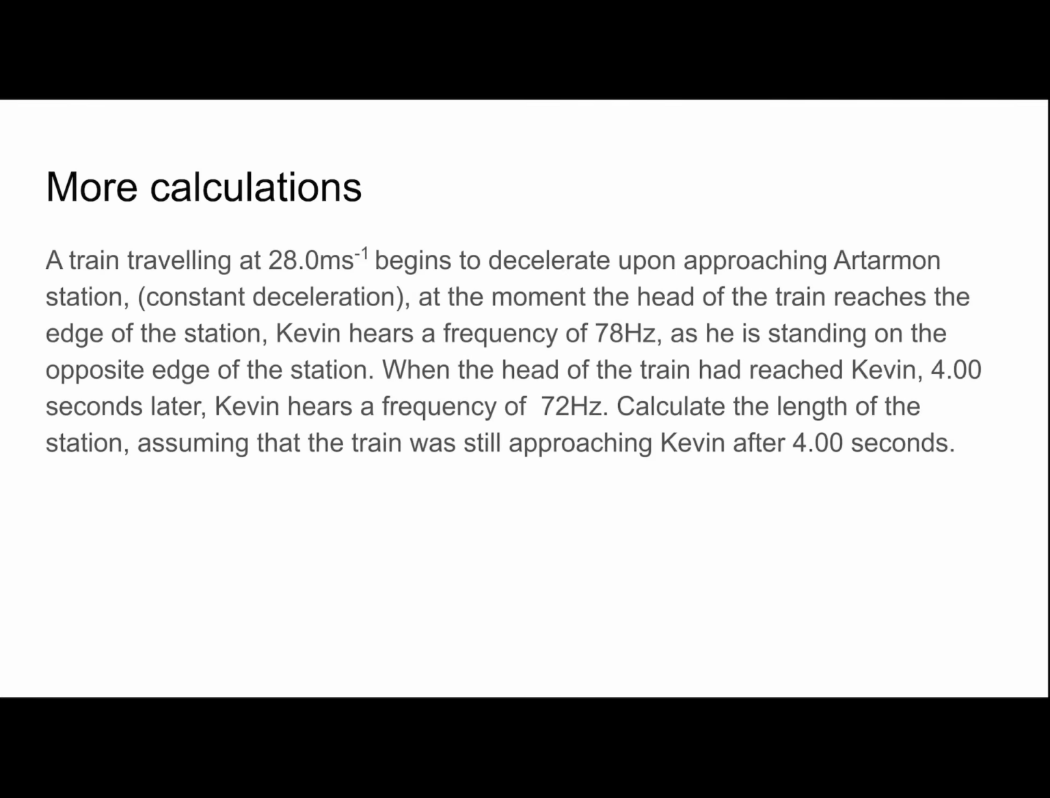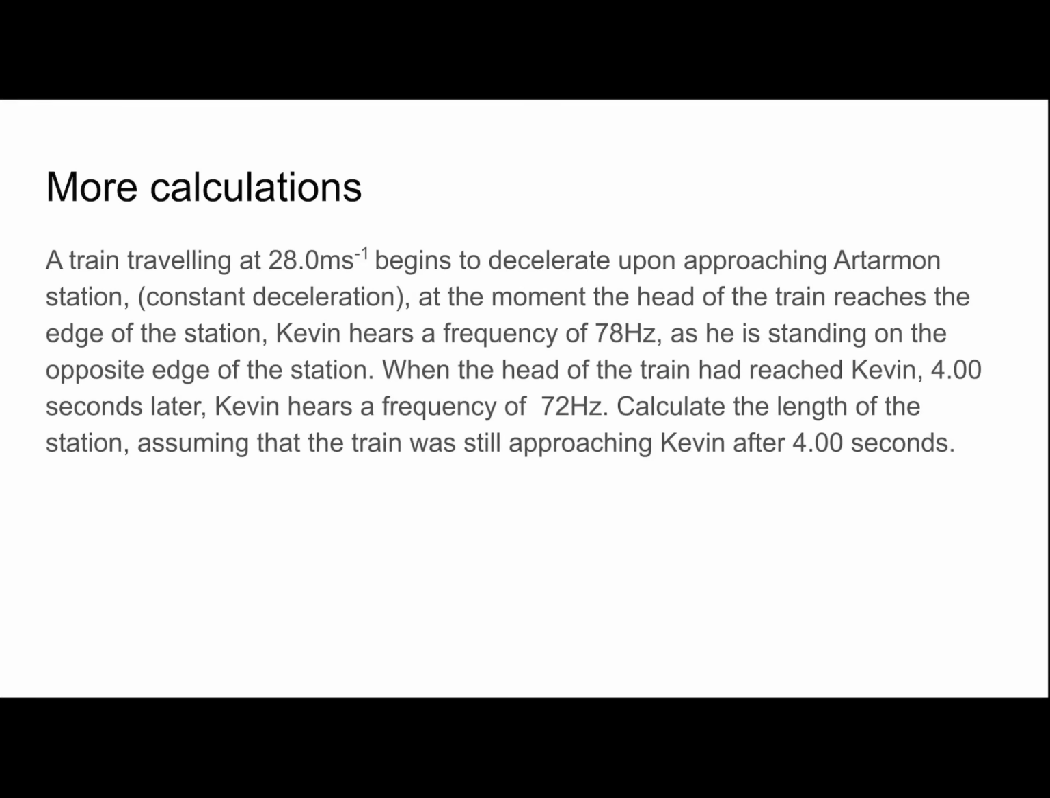Alright, so here's another question. A train is traveling at 28 meters per second, and it begins to decelerate upon approaching Artarmon station. It's a constant deceleration. At the moment the head of the train reaches the edge of the station, Kevin hears a frequency of 78 Hz as he is standing on the opposite edge of the station.